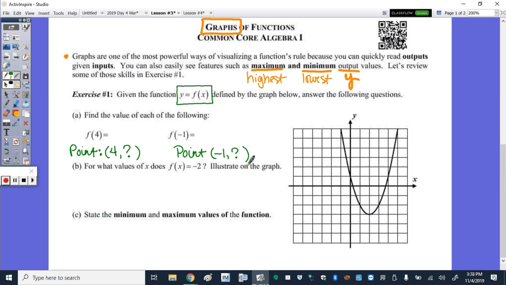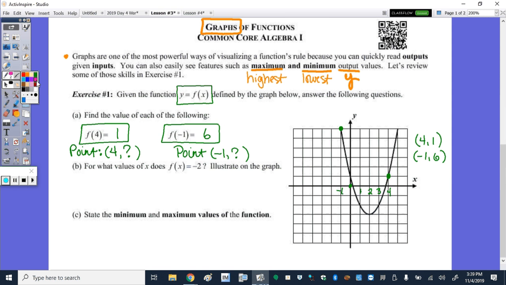So let's go over to the graph. When x is 4, so starting from the origin or at 0, we've got 1, 2, 3, 4. So the curve is right here. And I'm going to write that point on the side. That point is (4, 1). So f of 4 is equal to 1. F of negative 1, so let's count to the left 1 from the origin and go up to the curve. That's right here. And that point is (negative 1, 6). So f of negative 1 is 6.